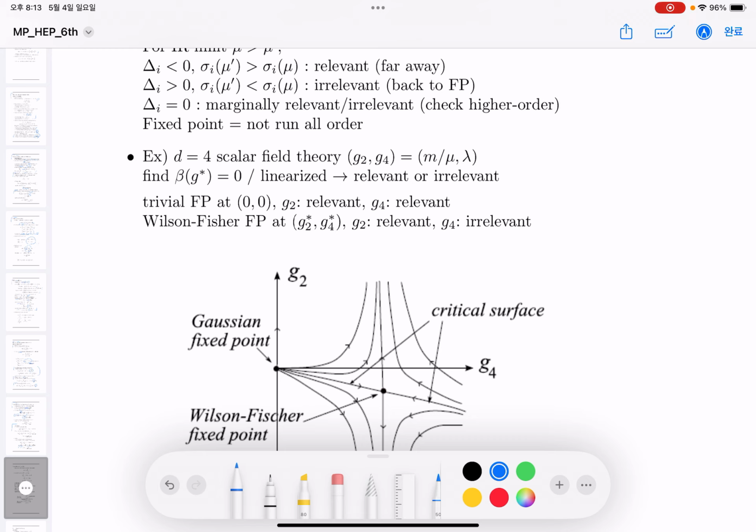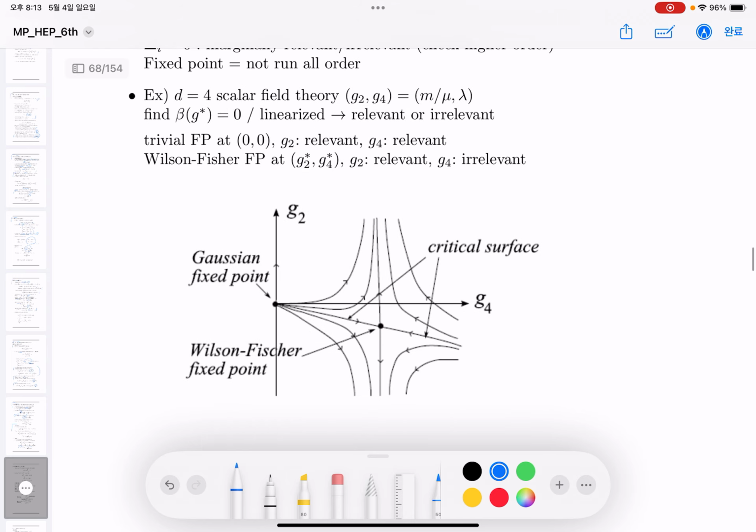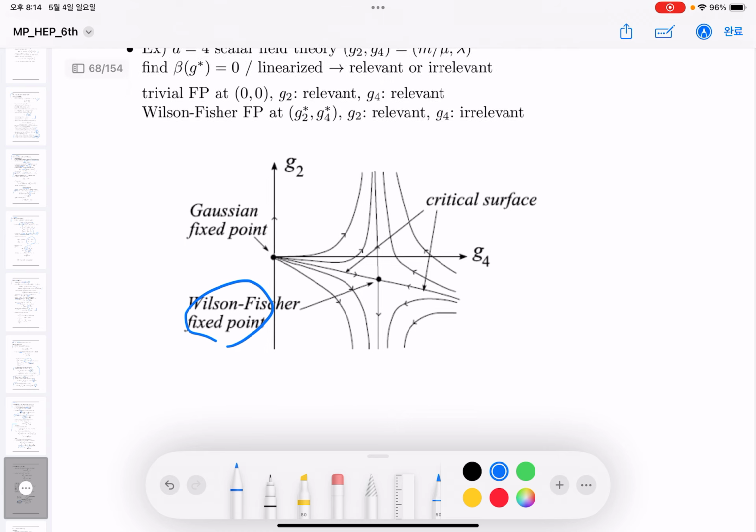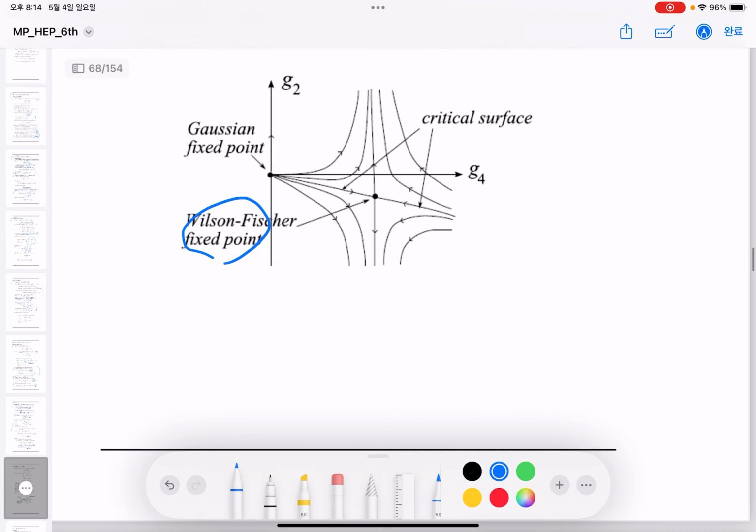In this case, this is the RG flow for g2 and g4 in the scalar theory. G2 corresponds to the quadratic term coefficient, and g4 corresponds to the quartic term coefficient. And for the non-trivial Wilson-Fisher fixed point, in the g4 direction the flow is irrelevant, and for the g2 direction it is relevant, increasing when g2 increases.